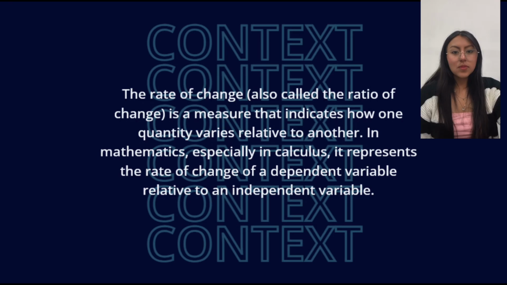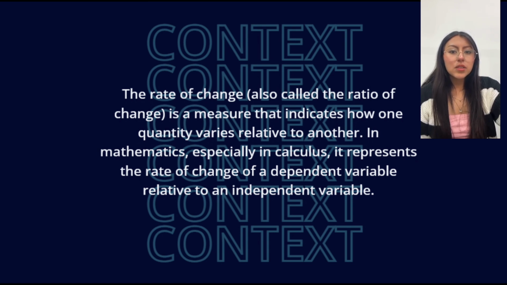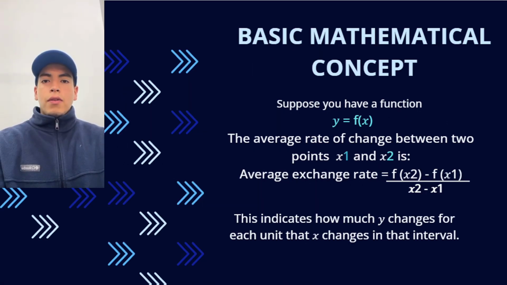The rate of change, also called the ratio of change, is a measure that indicates how one quantity varies relative to another. In mathematics, especially in calculus, it represents the rate of change of a dependent variable relative to an independent variable, y equals f of x.